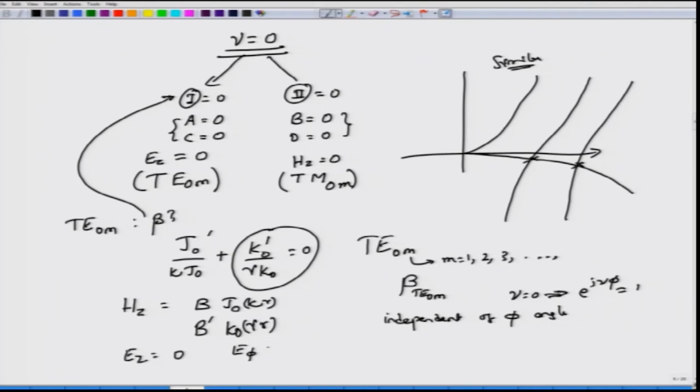You can show that E phi, which in this particular case will be j omega mu by kappa square del Hz by del r, will be equal to some constant. Maybe that constant could be b or c double prime, something like that, but this is J0 prime of kappa r in the core region, and in the cladding region they will be K0 prime. And then you can show that Er will be 0, similarly H phi will be 0 because r and phi are anyway related, and Hr will also be like J0 prime.